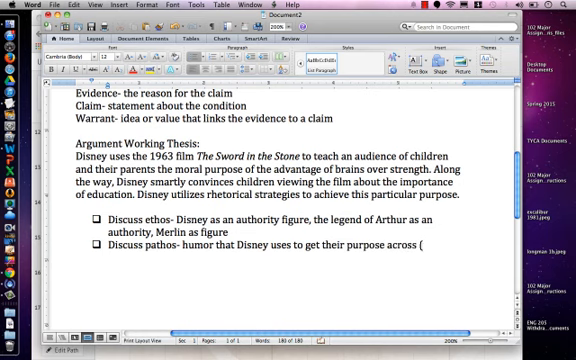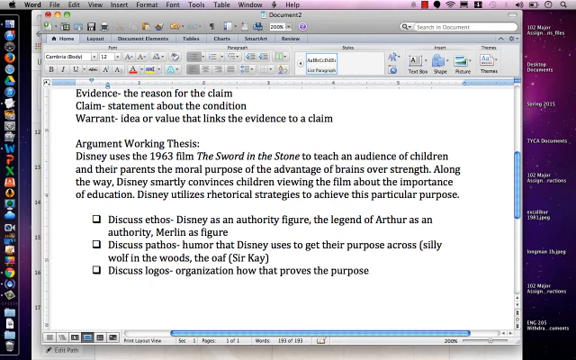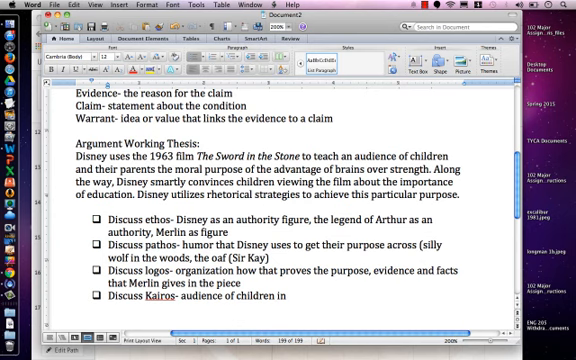And I might just jot down some examples. The silly wolf in the woods. The oaf, Sir Kay. I might say I'll discuss logos. I'll talk about the organization and how that proves the purpose that I'm going to talk about. I might talk about some of the evidence and facts that Merlin gives in the piece. I might talk about Kairos and talk about the audience of children in 1963. I might talk about the style of the piece.